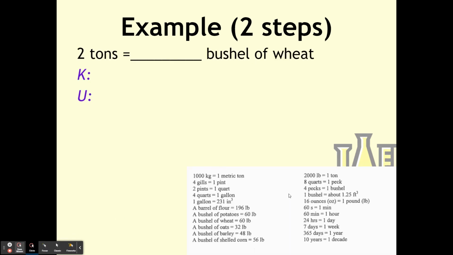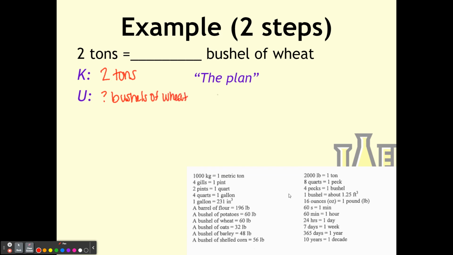Our last two-step example, we're going from tons to bushels of wheat. So my known is 2 tons. My unknown is question mark bushels of wheat. How do I get there? So I'm looking here on my sheet. I see tons there. Well, I see a metric ton, but that's not the same. So I see tons here, so I'm going to write that one.